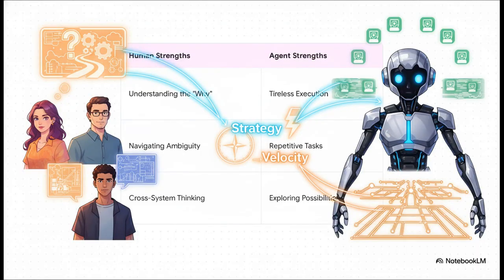And this slide just lays out that partnership perfectly. On the left, you've got the human strengths. We provide the why. We're great at navigating ambiguity. We can handle that complex cross-system thinking. Then on the right, you've got the agent's strengths: tireless execution, crushing those repetitive tasks, and exploring tons of possibilities at lightning speed. It's a really simple but powerful dynamic. You provide the strategy, and the agent provides the velocity.